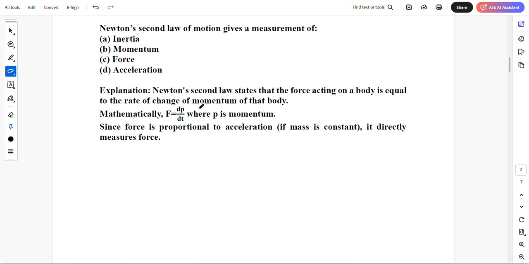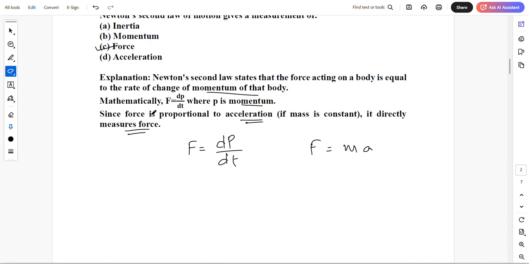It is saying, Newton's second law of motion gives a measurement of what? Inertia, momentum, force, acceleration. Force. Explanation I have given here. Newton's second law states that the force acting on a body is equal to the rate of change of momentum of that body. Mathematically, F is equal to dP by dt, where P is momentum. Since force is proportional to acceleration, F is equal to M into A. If mass is constant, it directly measures force. Therefore, force is the right answer here.